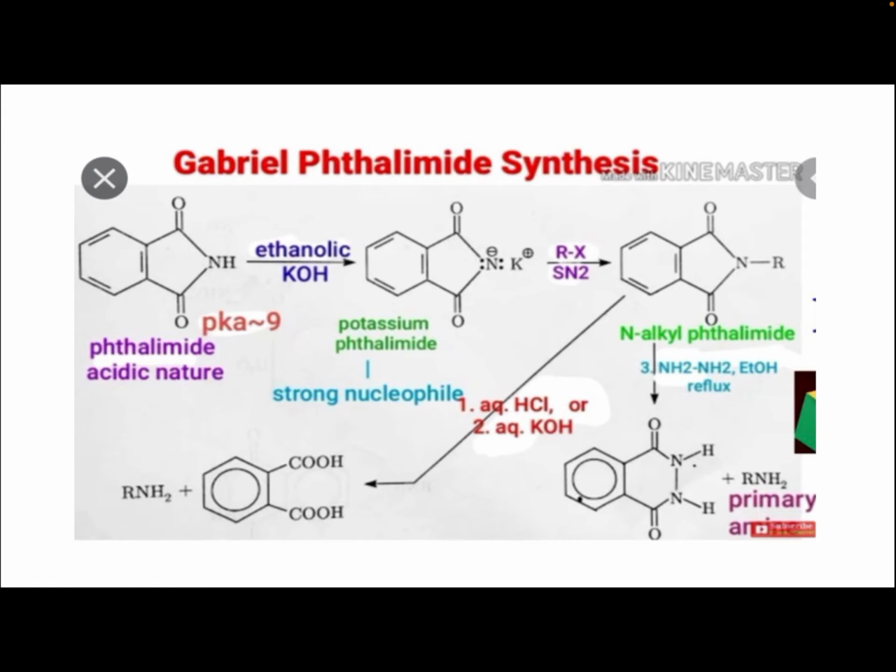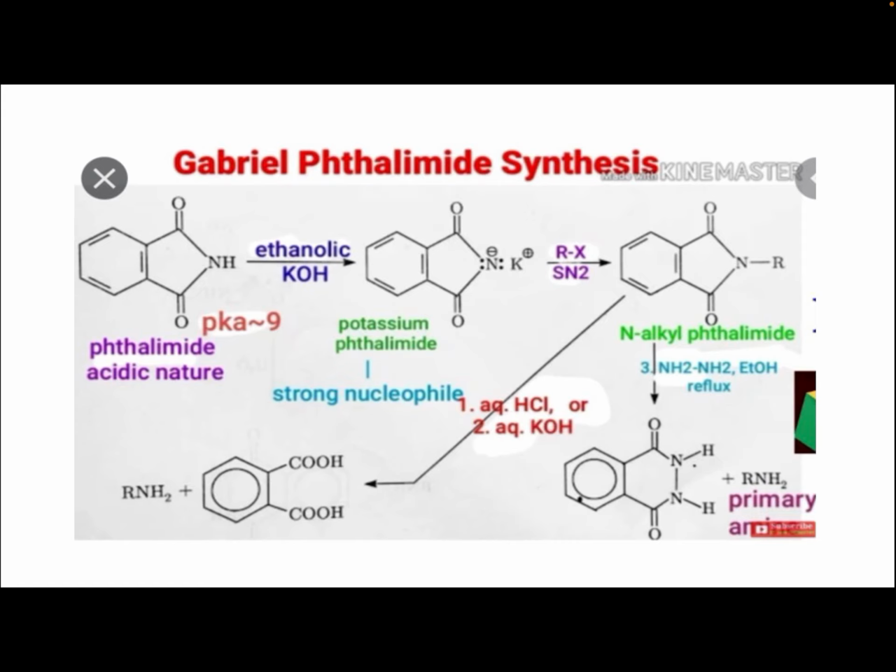Next, Gabriel phthalimide synthesis. In Gabriel phthalimide synthesis, phthalimide is a benzene ring with C double bond O, NH, C double bond O. Then ethanolic KOH is added, hydrogen is replaced by K, and you get potassium phthalimide. Then RX alkylation takes place, and in the place of K, R is there, giving N-alkyl phthalimide. On the N, R is substituted, so it is known as N-alkyl phthalimide.